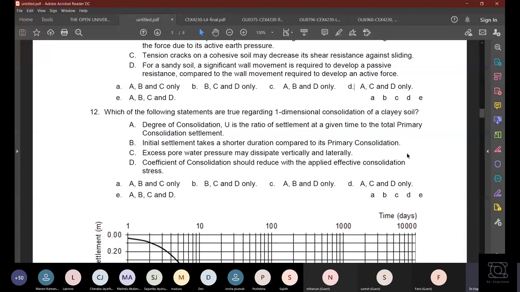So the answer for this is C, right? Excuse me. Yes, I missed your first and second questions. What are the answers for the first and second? For question number one, the option is B. And for question number two, the answer is A.